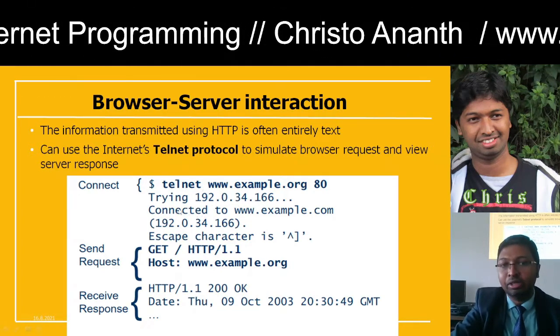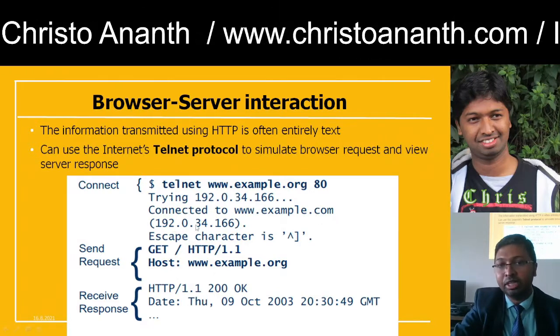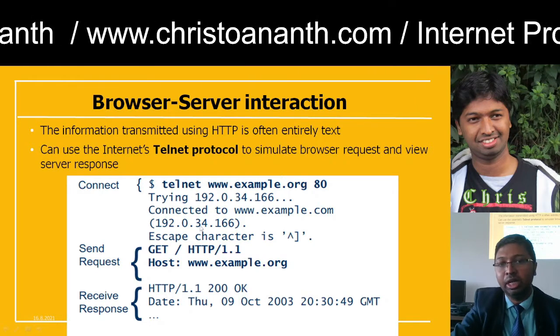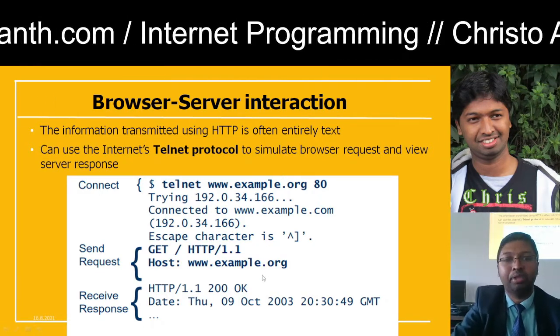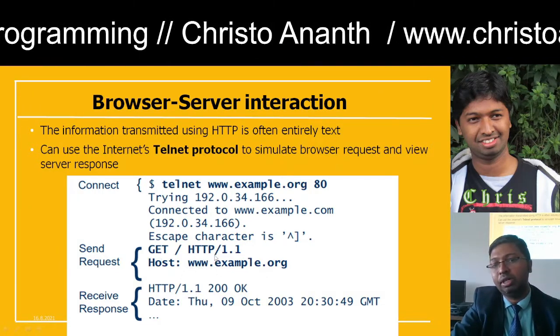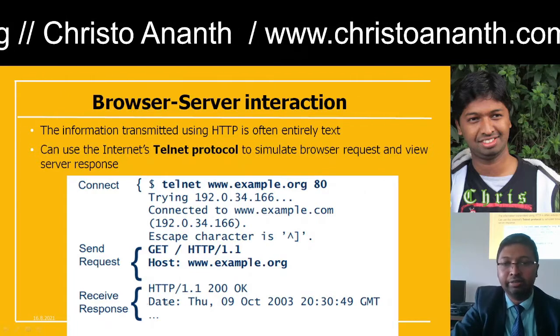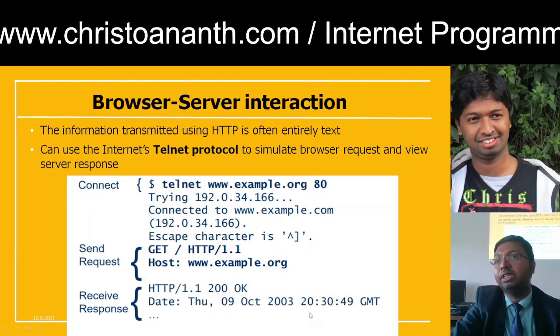Okay, and then it will show connected to www.example.org. The IP address is this one, 192.0.34.166. Escape character is ^]. Okay, so send the request, GET HTTP, host is example.org, and receive the response. You are getting the response, and the time, date, everything has been displayed.